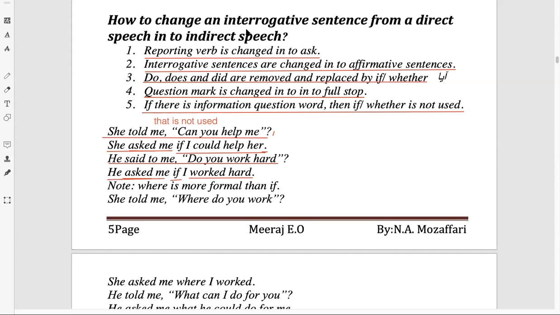What about another helping verb? If you have the present continuous tense, you are going to use that verb. But if you have just do, does, and did, you just remove that one. If there is a to be verb, you're going to use it.